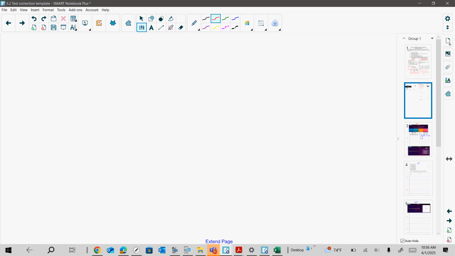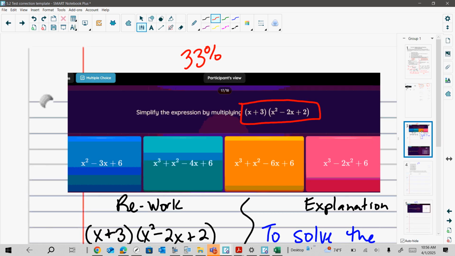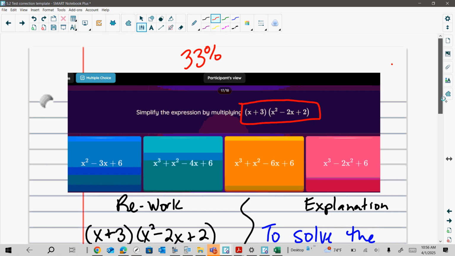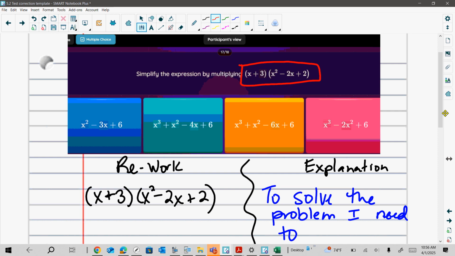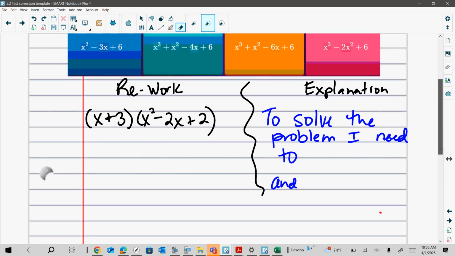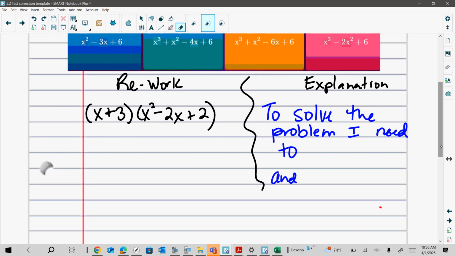So this is what it looked like on the test. Okay, there's our percentage. So it said to simplify by, oh, let me get my eraser, sorry. It said to simplify by multiplying. So that's why I'm writing the problem over here under rework. Do we see how it's on the left side? Is everyone with me so far?